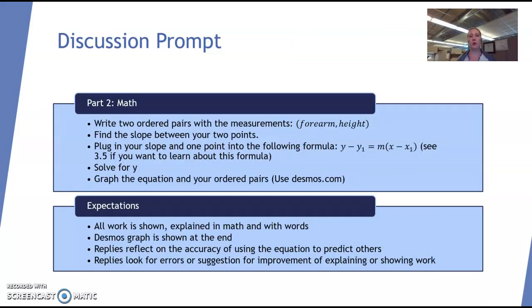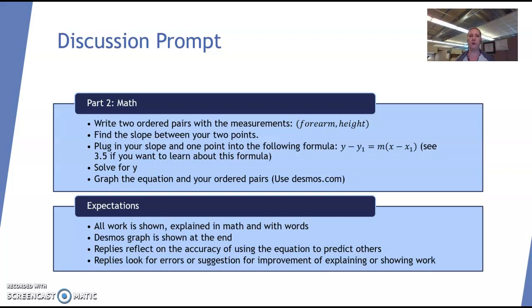So once you have your measurements, that's where you start doing the math part. You need to write 2 ordered pairs with the measurements, and I have them in order here. It's your forearm number, comma, your height number. And then you need to find the slope between your 2 points. So that's from section 3.3.